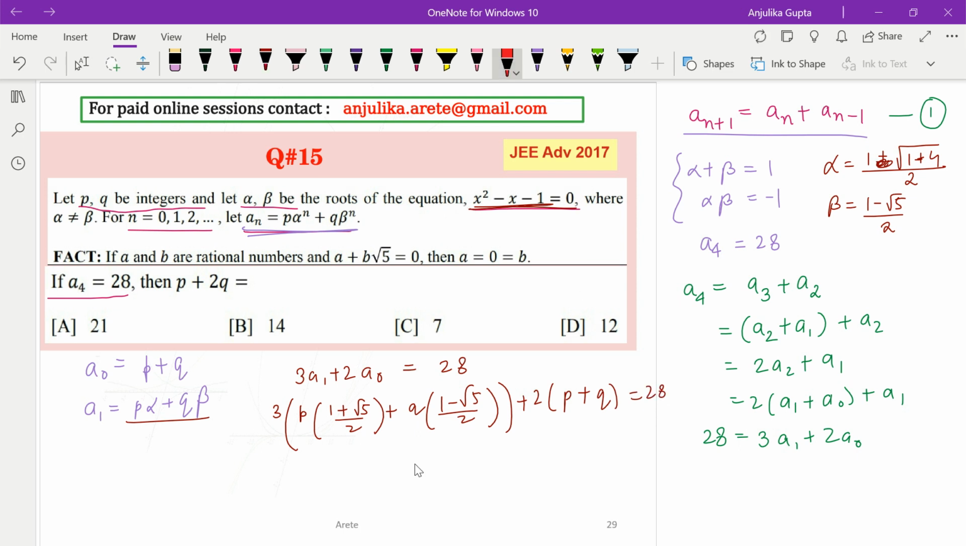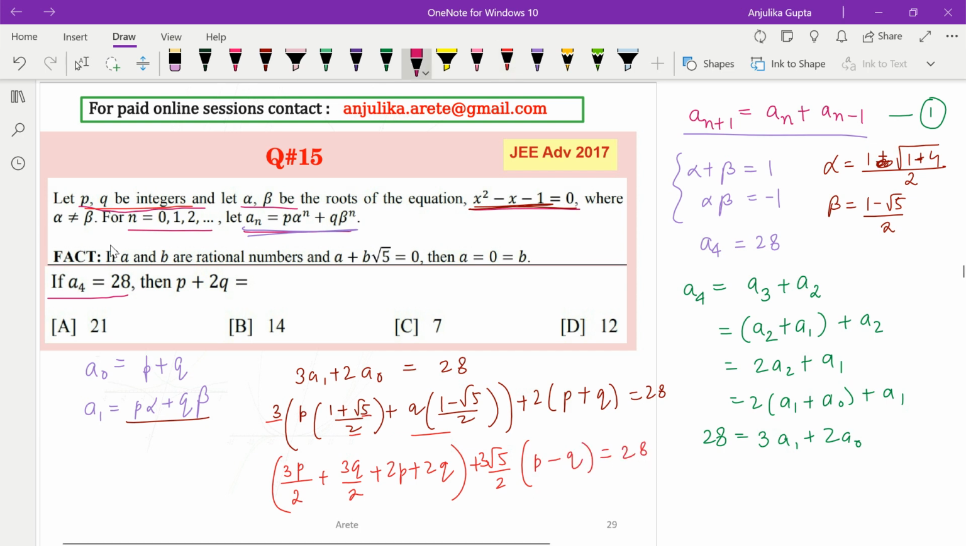Now what should I do? See, here you have rational and irrational numbers, right? P and q are integers, they are not irrational. Only root 5 is irrational over here. So let's aggregate all the rational ones. So 3p by 2, right? What else? Here you have 3q by 2 from this, and then you have plus 2p plus 2q. All the rational ones we have aggregated here, and all the irrational ones, root 5 by 2, I have taken common. 3 root 5 by 2, you end up getting p minus q, is equal to 28.